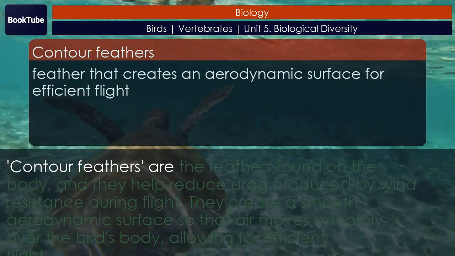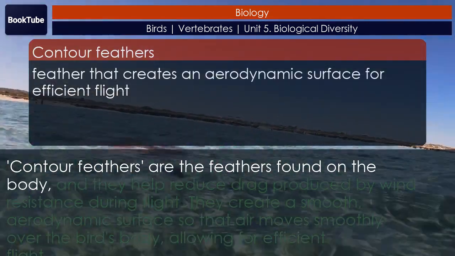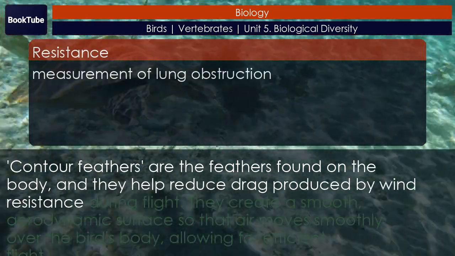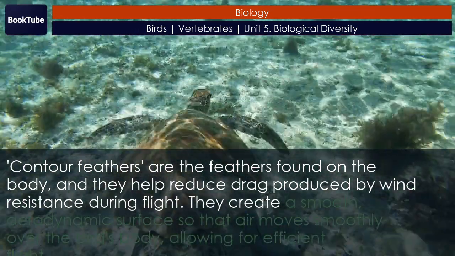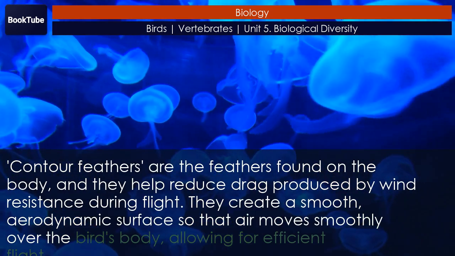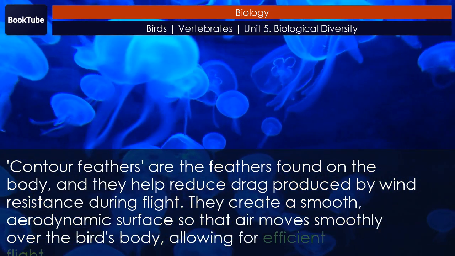Contour feathers are the feathers found on the body, and they help reduce drag produced by wind resistance during flight. They create a smooth, aerodynamic surface so that air moves smoothly over the bird's body, allowing for efficient flight.